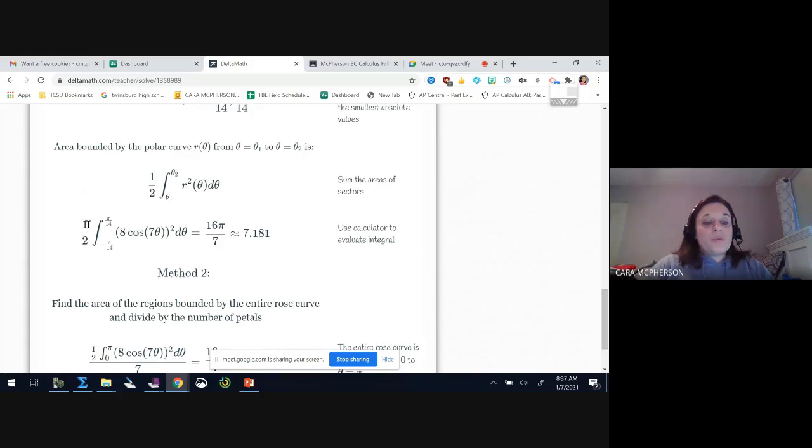So my formula is 1/2 the integral from start to finish. So this one did negative pi over 14 to positive pi over 14 of your entire function squared. So you put all of that in your calculator. You do not have to be in polar mode to do these, but you do have to be in radian mode, and make sure you square the whole thing. And then you get your answer.